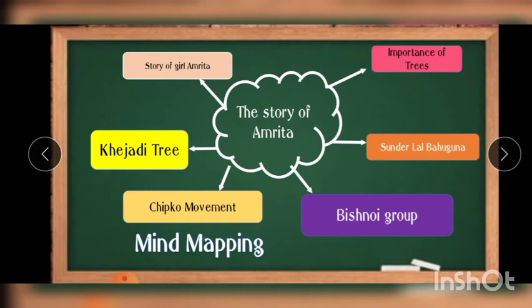Now, here comes a mind mapping. As I say, we are going to start chapter number 4, the story of Amrita. Let's quickly have a look on the highlights of the chapter. First thing is the story of girl named Amrita. Importance of trees. Khijadi tree, Sundar Lal Bahuguna, Chipko movement and Bishnoi group.